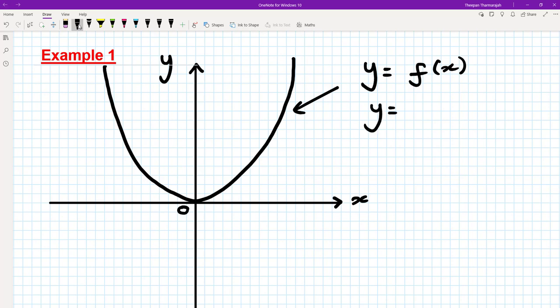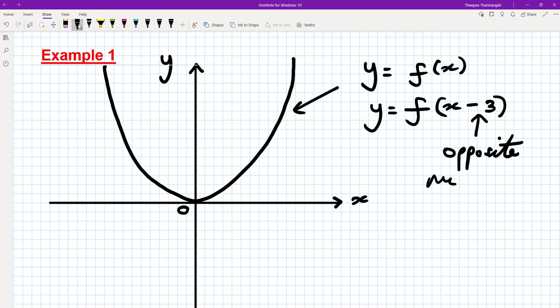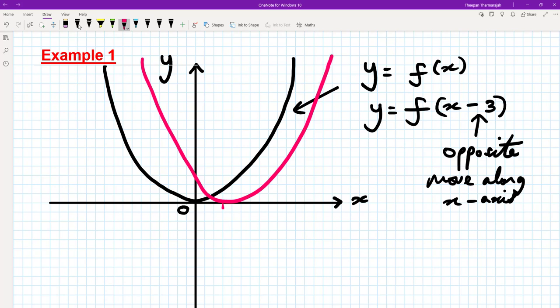So the first rule of transformations of graphs is when we have something like this. If they say to sketch the graph of f(x minus 3), the rule is if the number is inside the bracket, we always do the opposite of this number, and we move it on the x-axis. So we do the opposite and move along the x-axis. That's the rule. So I'm going to sketch this now. It moves 3 squares towards the right. So it's 1, 2, and 3. So I'm going to move it along 3 units towards the right hand side.